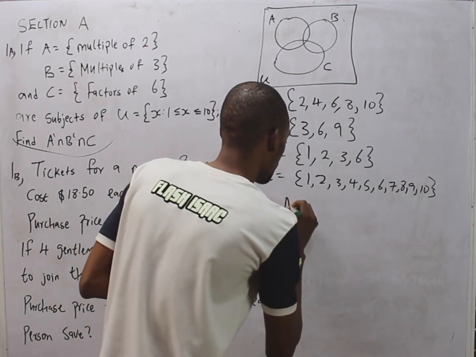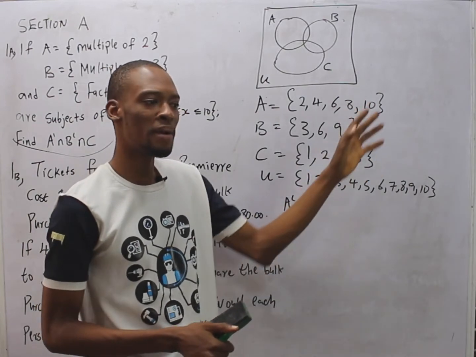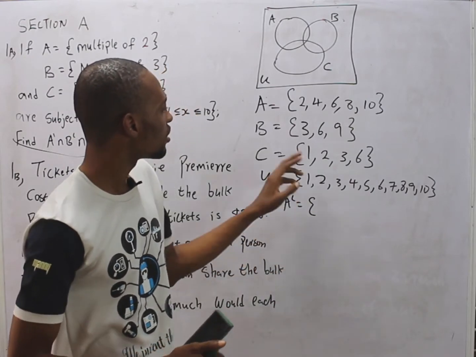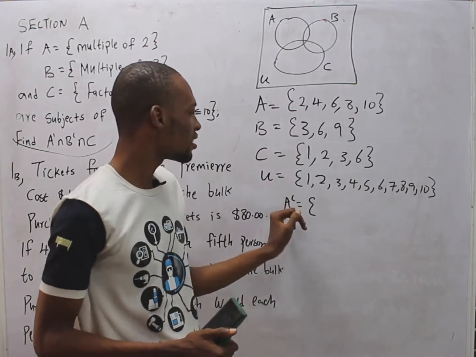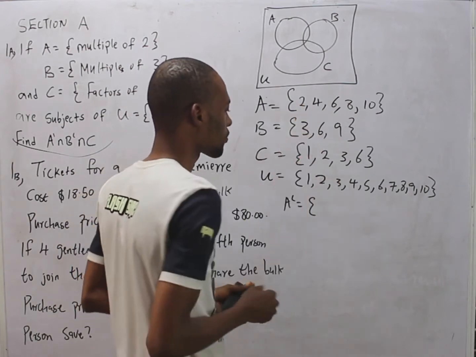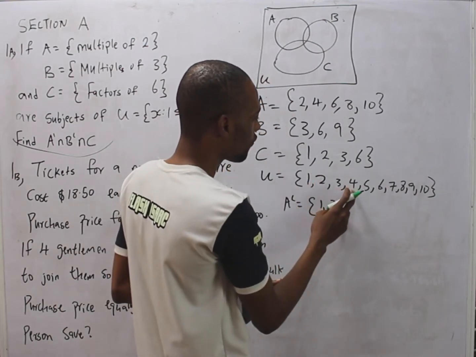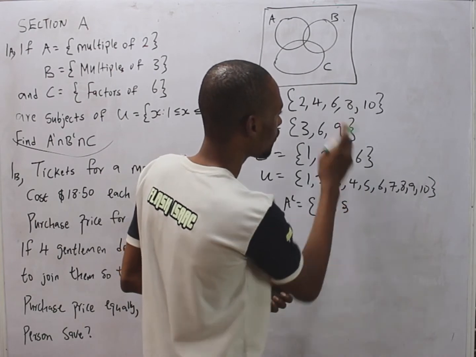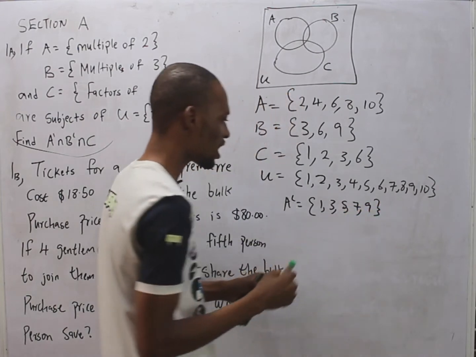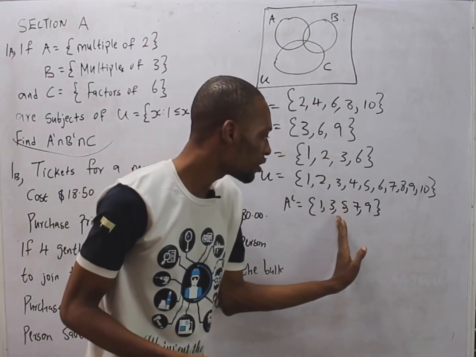What is A prime? The members of a set are called elements of the set. Any element that is in the universal set but not in A is called A prime. Now let's compare A and the universal set. What is here that is not here? 1, 3, there is 2, there is 4, no 5, there is 6, no 7, there is 8, no 9. So A prime, the elements we have here that are not in A, are 1, 3, 5, 7, 9.